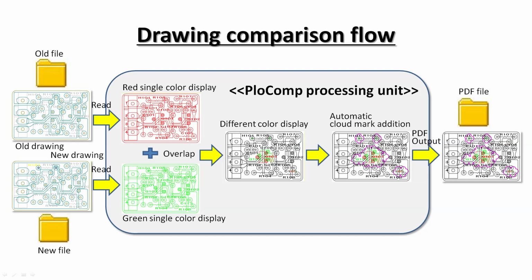When you run the function to find the changed area in PloComp, a cloud mark is automatically added to the changed area. If you output to PDF in this state, you will get a PDF file with the changed parts colored and a cloud mark. Output files can be output in many formats, including not only PDF, but also HBGL, DXF, DWG, and TIFF.